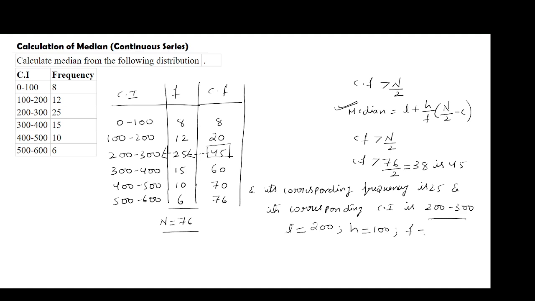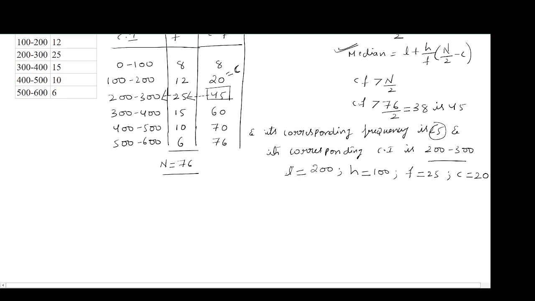I got corresponding frequency, F is 25. This is my corresponding frequency, 25. And what becomes C value now? So how did I get this 45? By adding 20 with the frequency. So this is my corresponding value. So corresponding value is 20. Now with this, I can apply the formula.